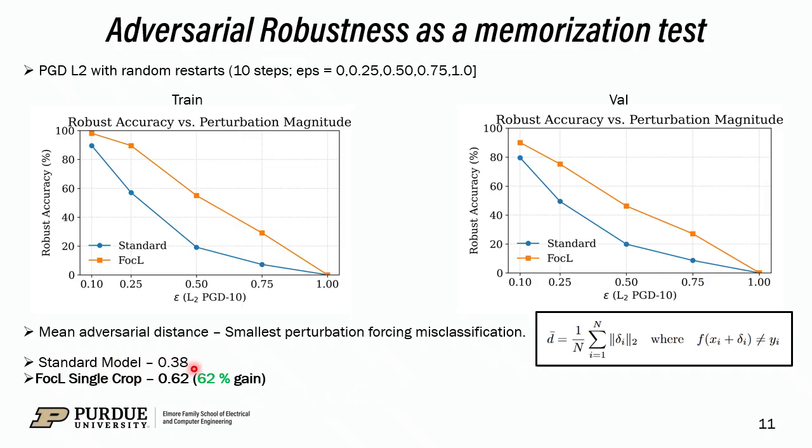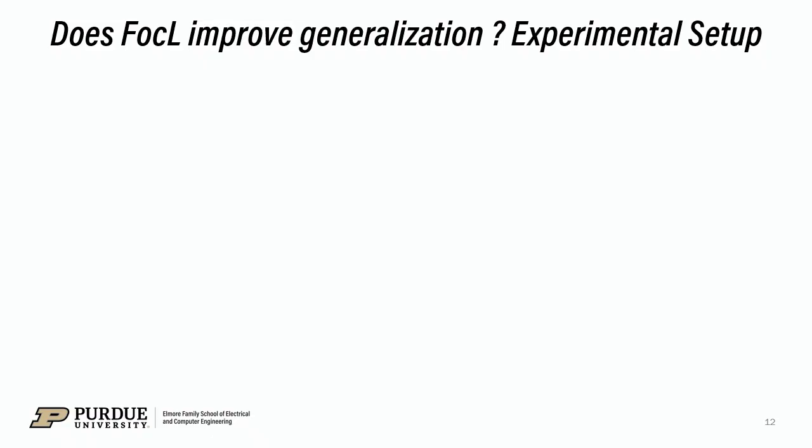We link this to our first result that we showed, which is the CSL profile. So these three experiments together hint that FocL reduces memorization. So next we are going to look into the generalization experiments. Before we move on to the generalization experiments, I want to quickly mention one note from the adversarial robustness experiments. Each model is attacked on its respective input.